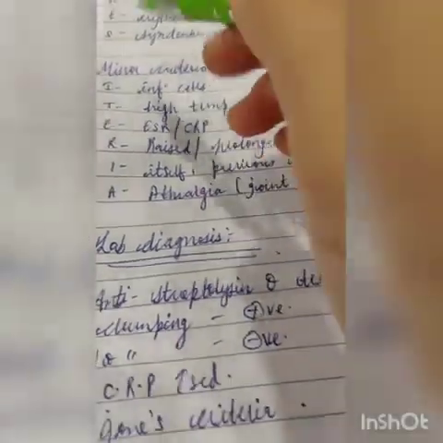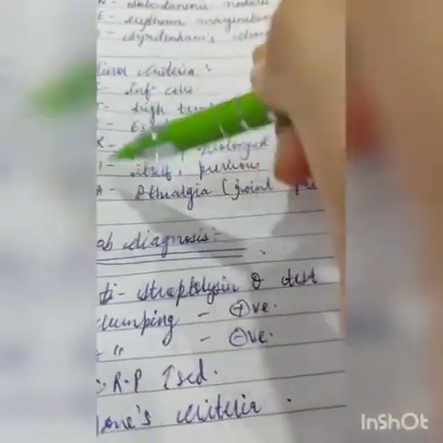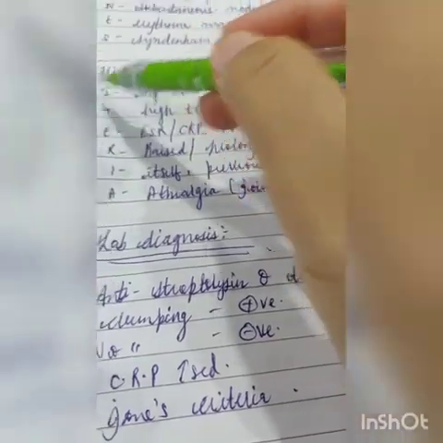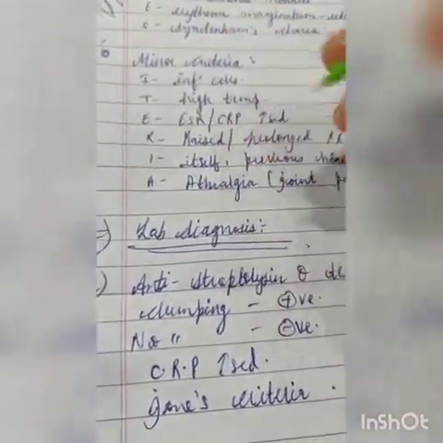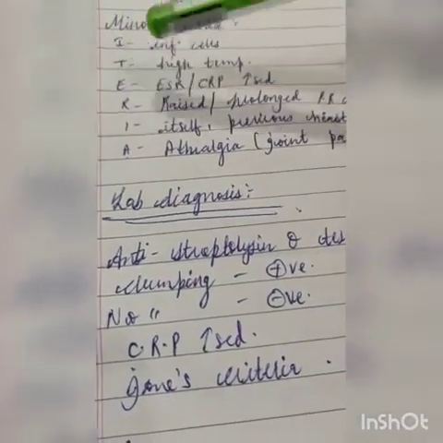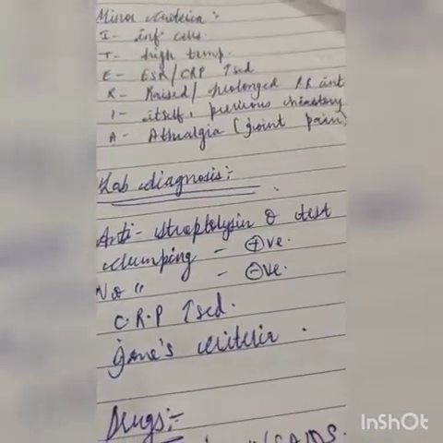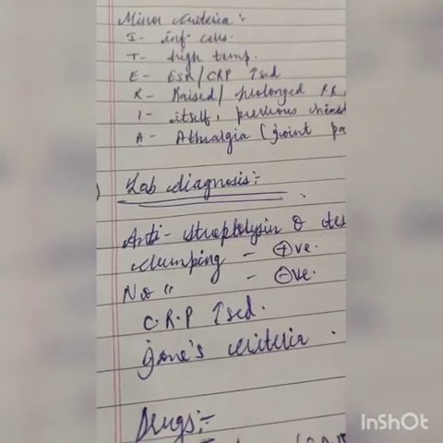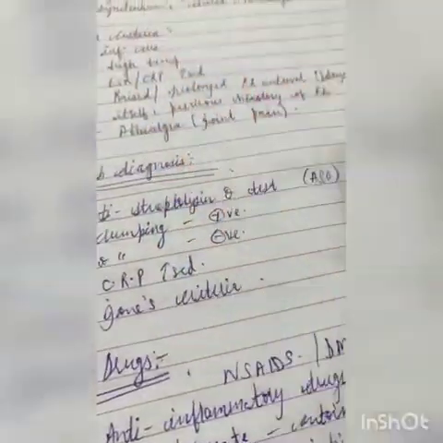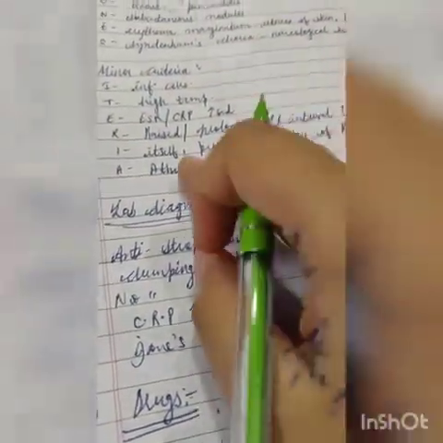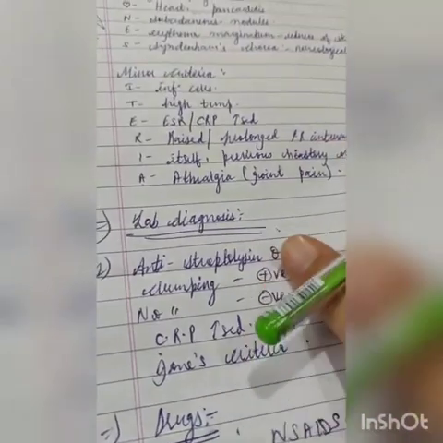What is the minor criteria? It's a short criteria, a mnemonic from I to A. Okay, from I, it's increased inflammatory cells will be present. For T, temperature will be high. Your ESR and your CRP will be increased. And for R, your PR interval will be raised or prolonged. Okay, so it is basically a bradycardia. It will delay your AV conduction. Your PR interval will be increased.